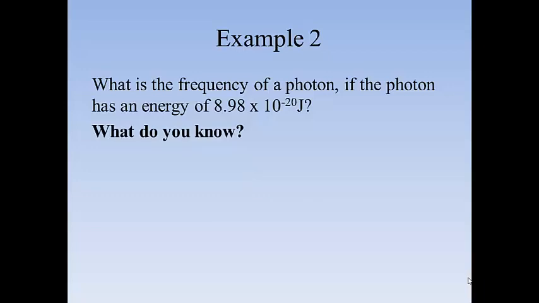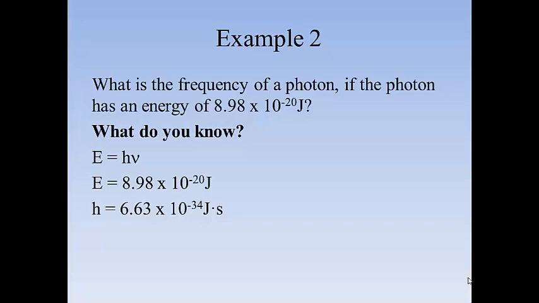How did we get this? What do you know? You know that energy equals h nu. You know that energy equals 8.98 times 10 to the minus 20 joules for the photon. You know that h is 6.63 times 10 to the minus 34th joules per second. You know 2 out of the 3 because you know that nu equals nu.